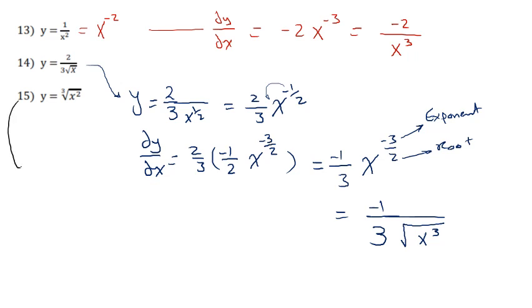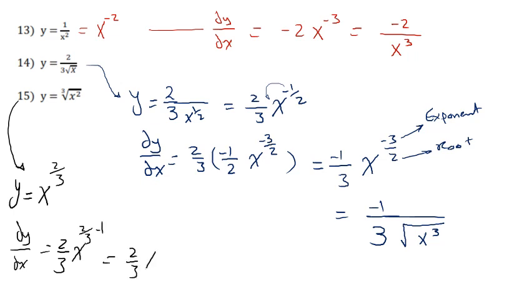Number 15, directly I can write y as x to the power of 2 over 3. So dy by dx, put down the power, which is 2 over 3, subtract 1 from 2 over 3. So it's 2 over 3 x to the power of negative a third, which can be written as 2 over 3 the cubic root of x, with the cubic root of x in the denominator.